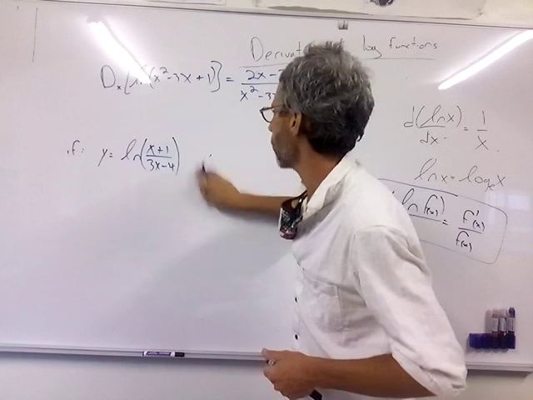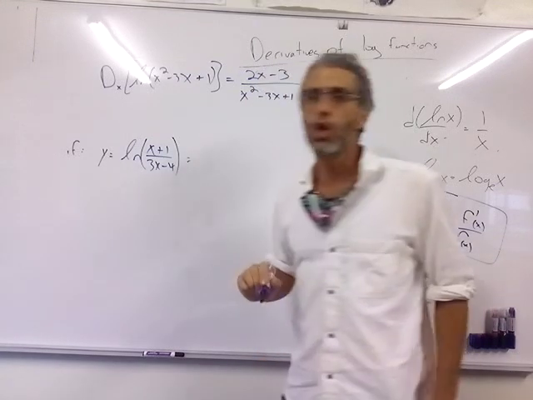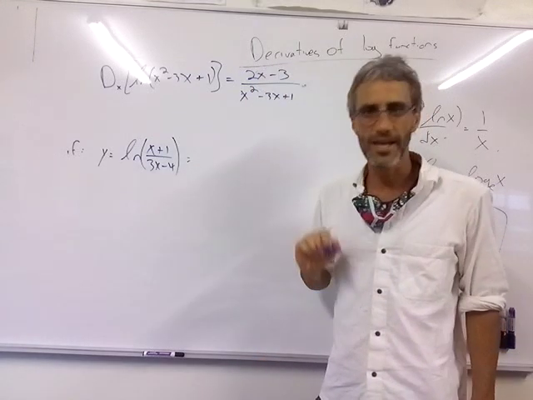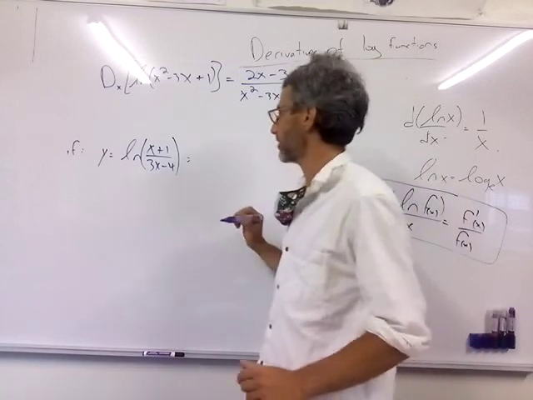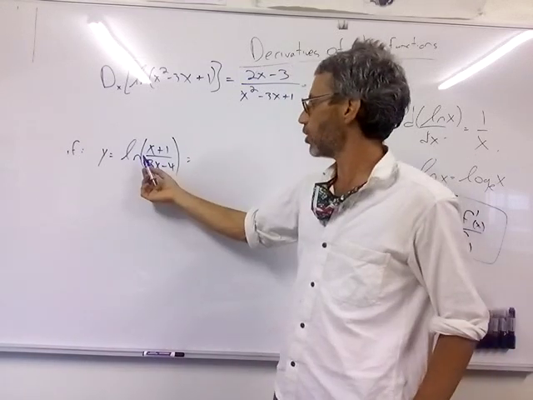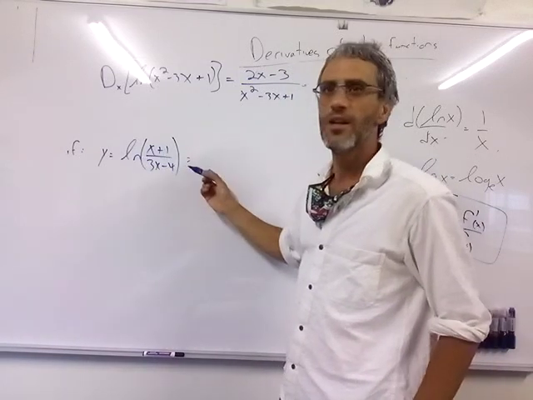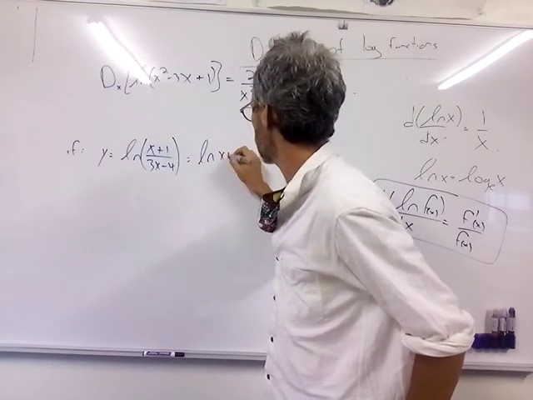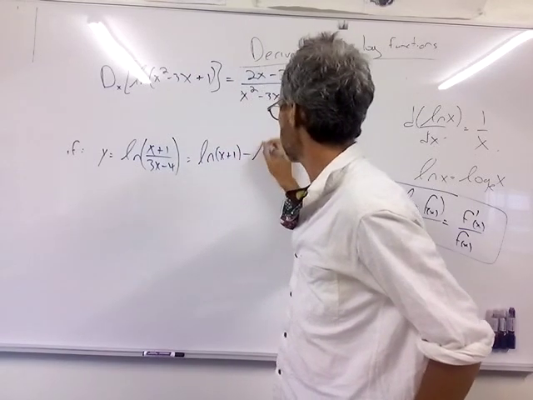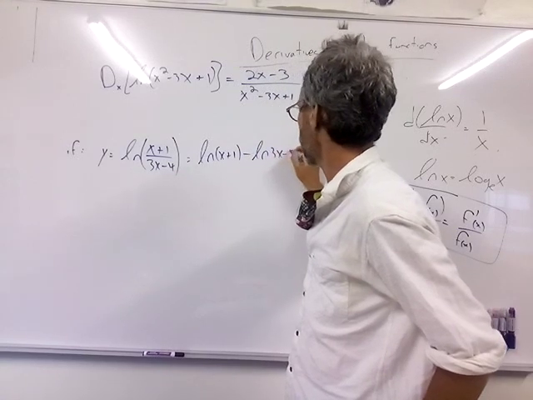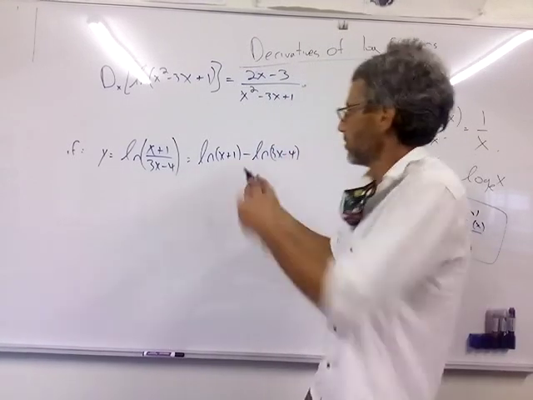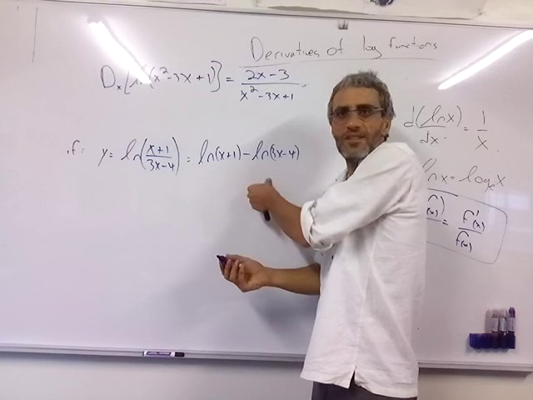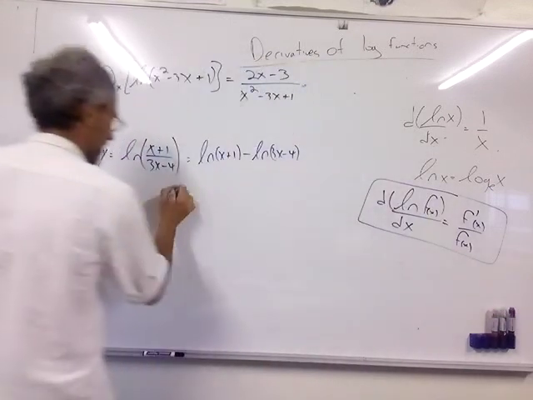The easier way is to use the log rule from before, and this is something you also did in core maths. When you have a logarithm of a quotient, log of x plus 1 over 3x minus 4, you can split it into log of x plus 1 minus log of 3x minus 4. Then you just do the derivative of each separately. So you see, you've got to be clever about this, right?